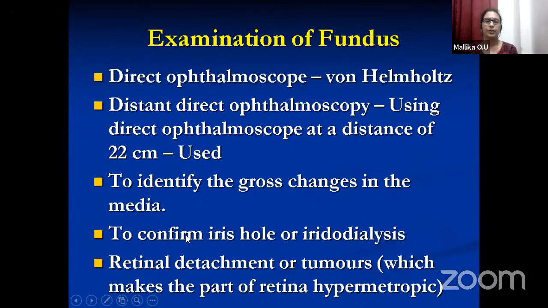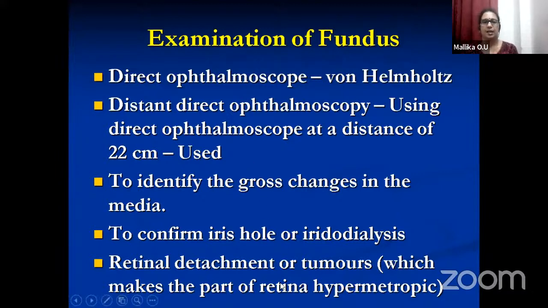Second, as I told you, any defect in the iris is seen as a red color when we visualize through the distant direct ophthalmoscope. So we can confirm an iris hole. Sometimes if you look at the external eye with a torchlight, you can see a black color, which we may think is a black mole, or it may be a hole. So it helps to differentiate a hole from a mole.